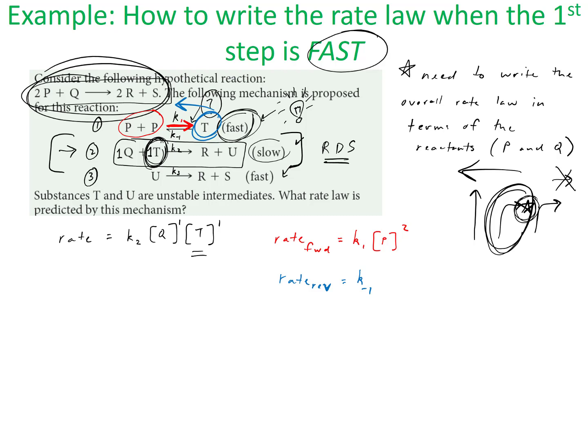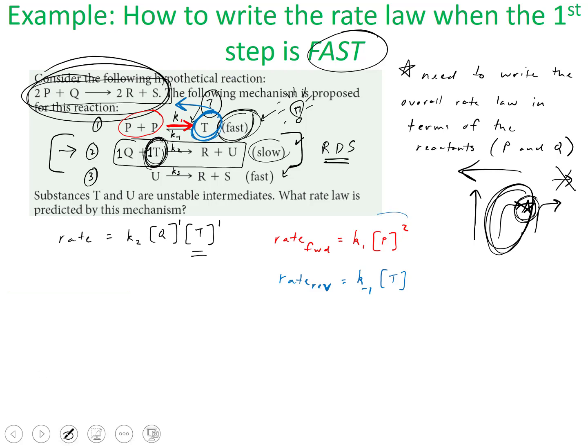So in this case, for the reverse, my reactant is T, so I'm going to write the concentration of T. Remember that this is happening fast and this is happening ultra fast. Since it's the same reaction and we have a forward and reverse, we're going to say that these rates are actually equal to each other.